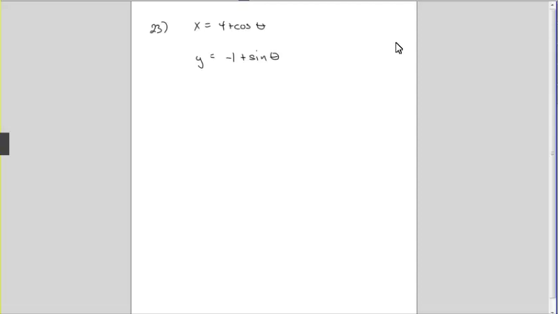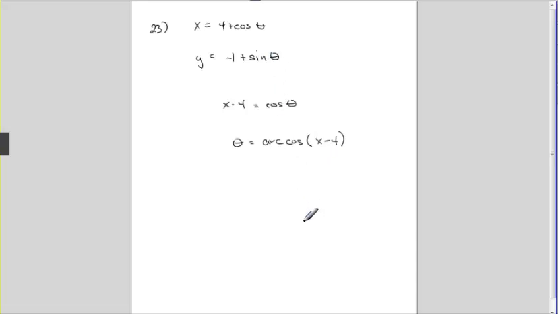Okay, we're on problem 23. So we're supposed to graph this thing, and then we are supposed to do the same. So it's the same as the previous problems. We're supposed to eliminate the parameter. So let's take the first equation. The parameter in this case is theta. So what we get is x minus 4 is equal to the cosine of theta. So the cosine of theta is equal to the arc cosine of x minus 4.